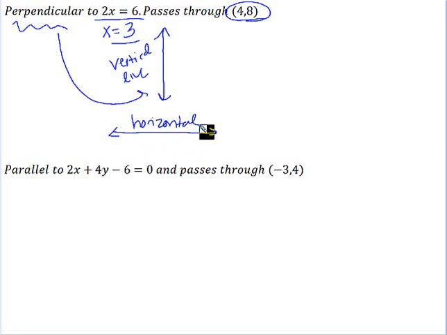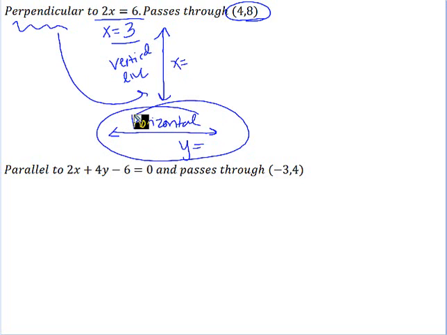Well, how do we write horizontal lines? Horizontal lines are y equals, vertical are x equals. So to write the equation of a perpendicular line to 2x equals 6, we just need to figure out what the y value is that it's going through. Well, look, it's passing through the point 4, 8. Which of those is the y value? The 8 is. So this means we have a horizontal line at y equals 8.